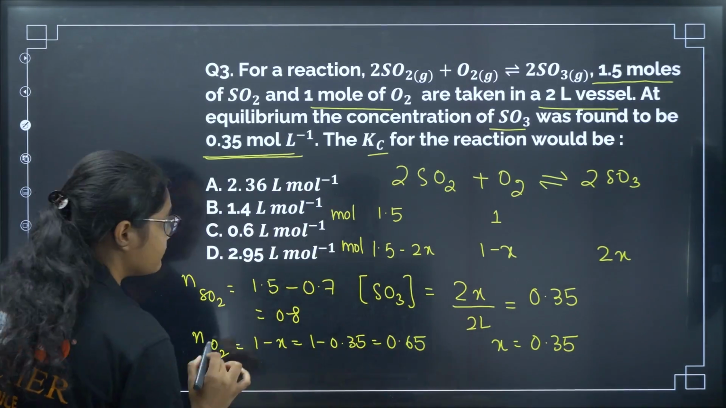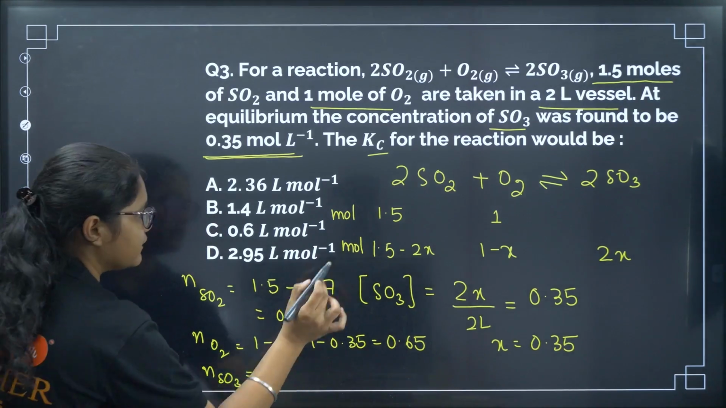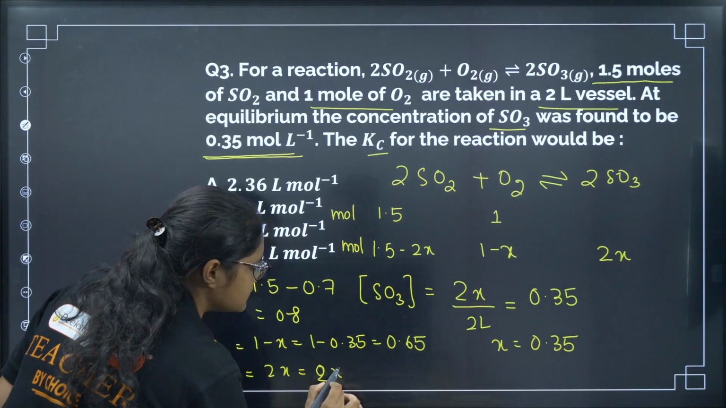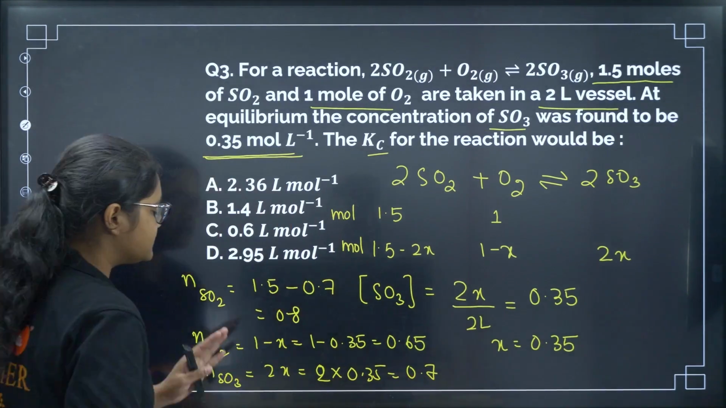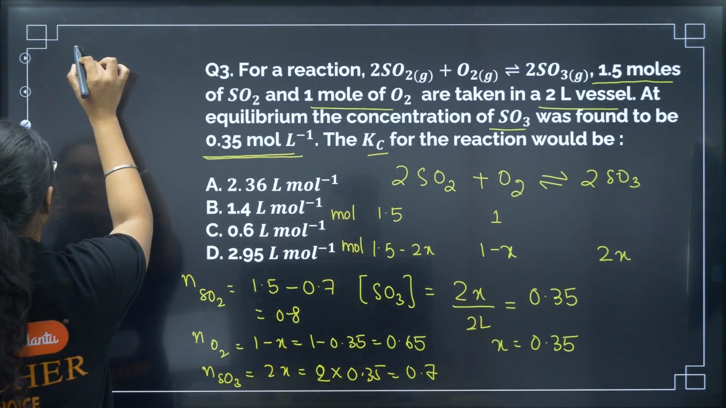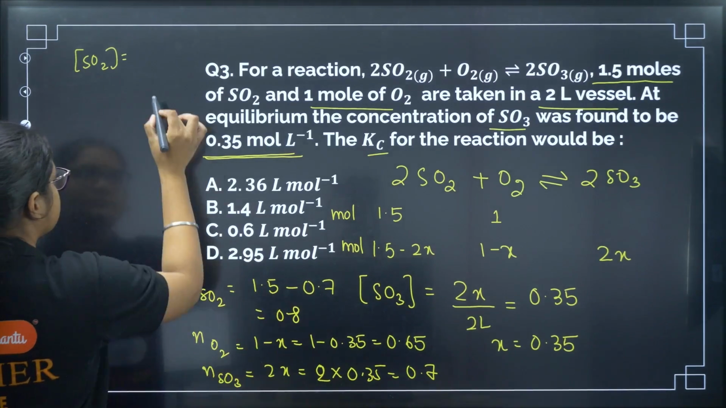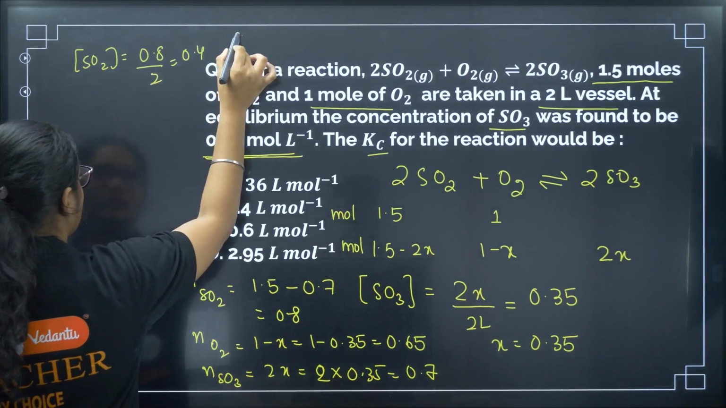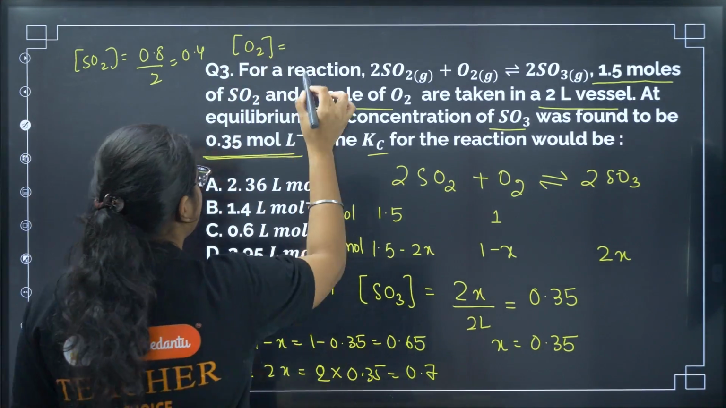And then we have the number of moles of SO3, which is 2x, that is 2 into 0.35, equal to 0.7. These are the number of moles, but we need to find the concentration now. So the concentration of SO2 will be the number of moles by volume, that is 0.8 by 2, that is 0.4. The concentration of O2 will be again 0.65 by 2.